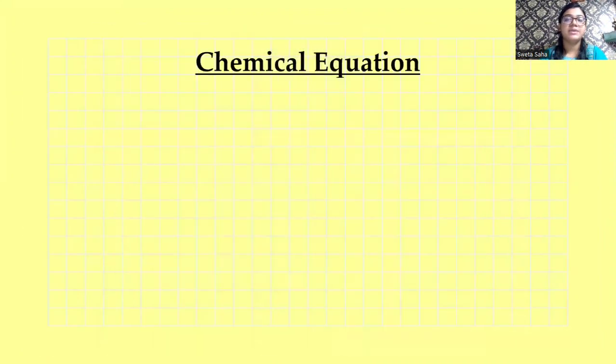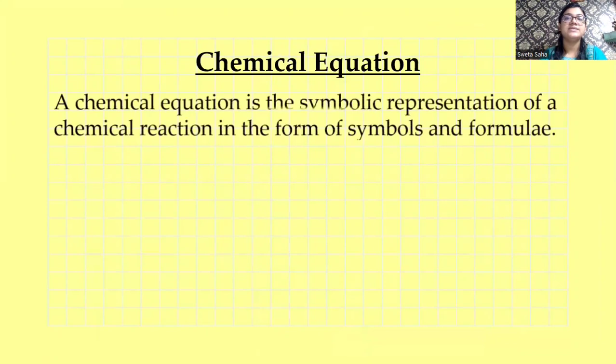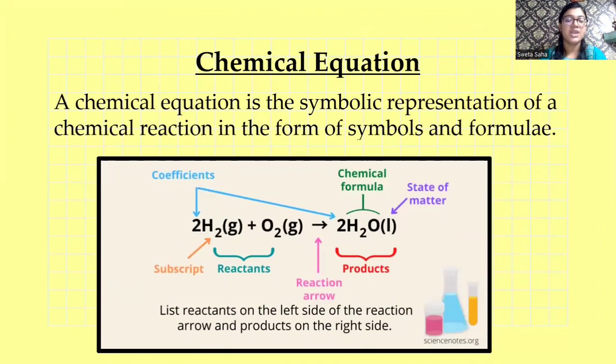Next, we talk about the chemical equation. A chemical equation is a symbolic representation of a chemical reaction in the form of symbols and formulae. In this picture, we see that when two hydrogen atoms react with an oxygen atom, they produce two water molecules. The substances on the left-hand side are called the reactants, and the substances on the right-hand side are called the products. Reactants and products are separated by an arrow called the reaction arrow. For that particular reaction, the hydrogen atom and oxygen atom are the reactants, and the water molecule is the product.